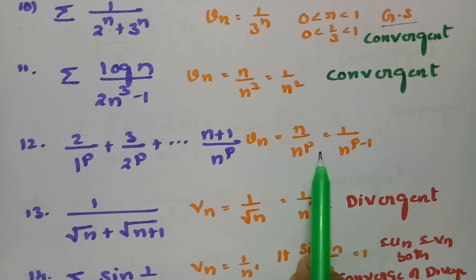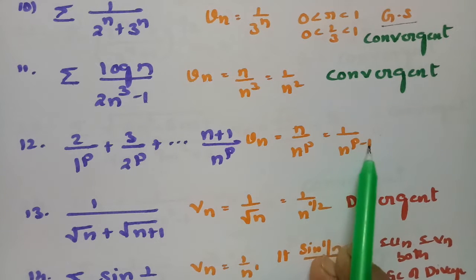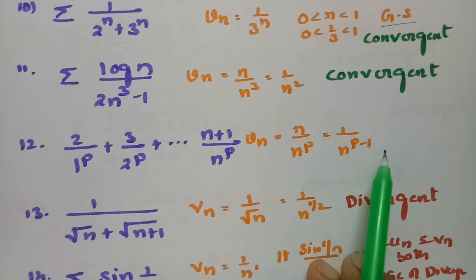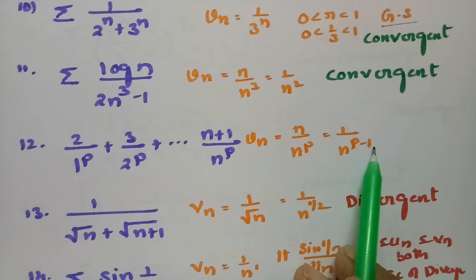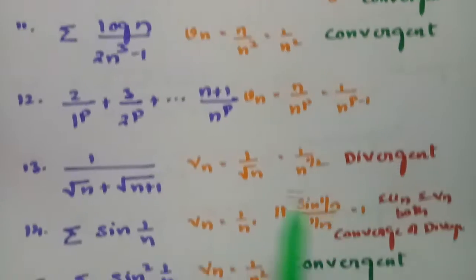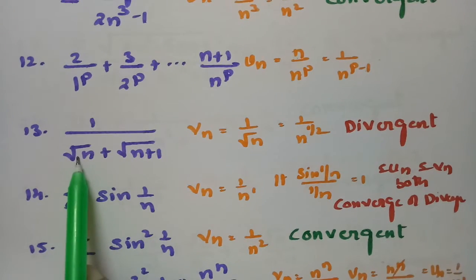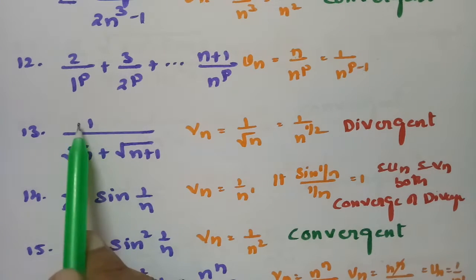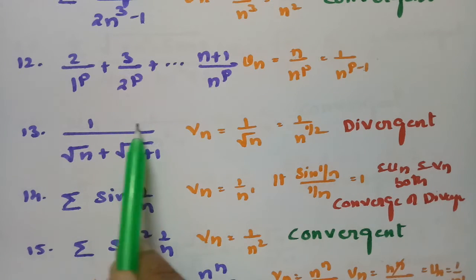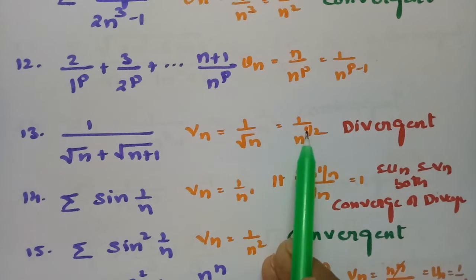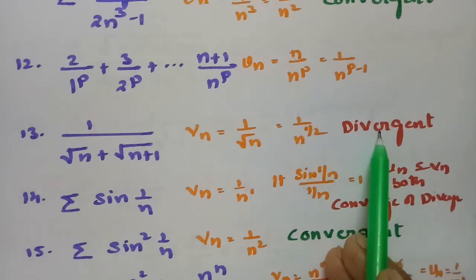We have to choose vn. And again, it depends upon if p minus 1 is greater than 1, convergent. If it is less than or equal to 1, divergent. So in this case also, here we have to take vn. There is nothing here. And in the denominator we have root n. Root n is nothing but n power half, which is less than 1, divergent.